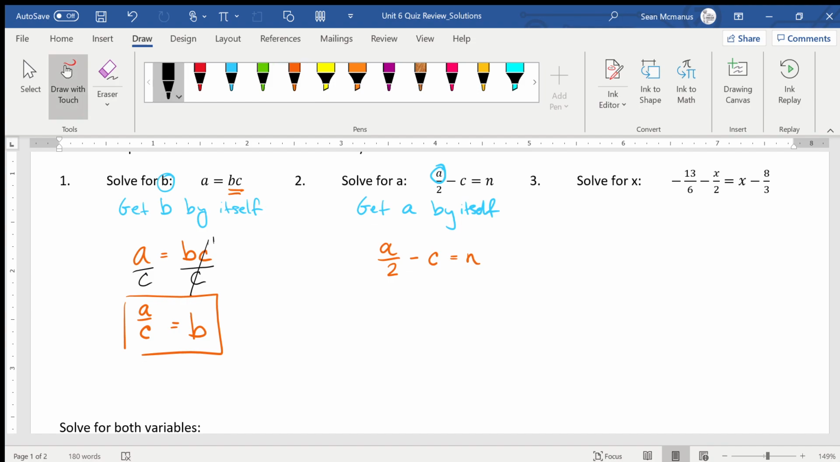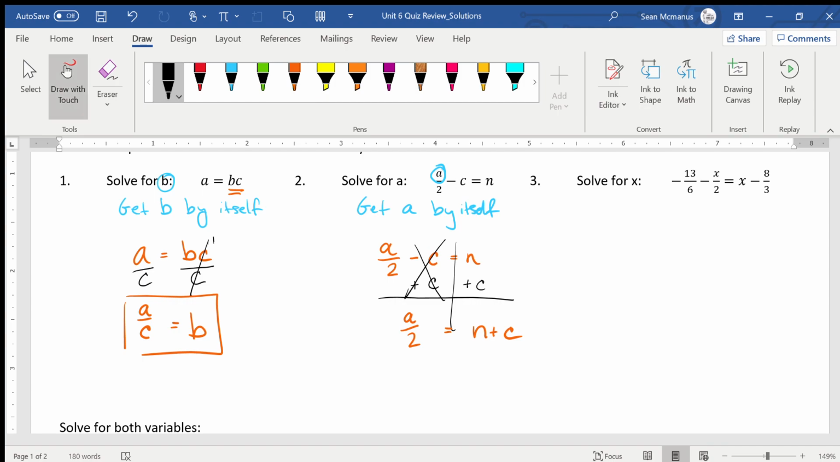Some of you don't need to write it in this fashion, but I'll do it for the first one at least, right? So I want to add C, right? That's going to undo this. That's going to make that go away. And if I do it to one side, I have to do it to the other. So I add C right there. So now I have A over 2 equals N plus C.